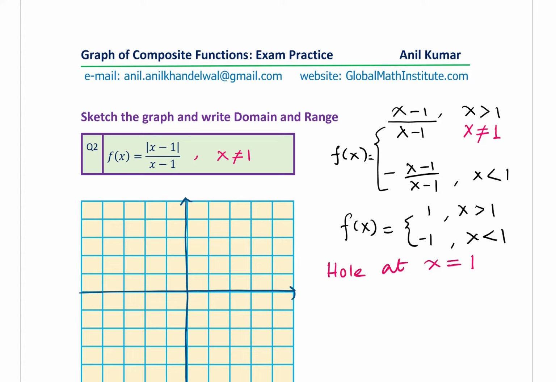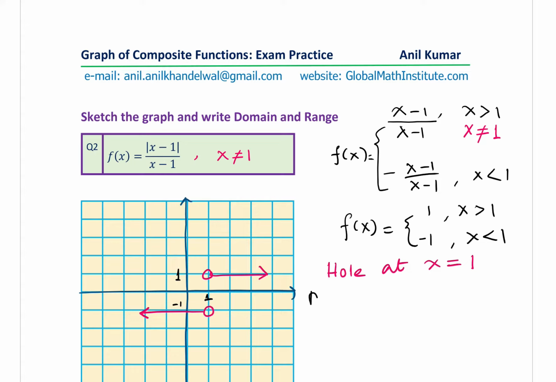So on the right side, it begins with the hole at x equals 1 and moves to the right. On the left side, it again begins with the hole at x equals 1 and goes towards the left side. The value is minus 1. So the graph will be like this. So this is at 1, this is minus 1, this is plus 1. So the graph of this particular function will be two horizontal straight lines, kind of a step function, not exactly, but still. So it is kind of a step function with a discontinuity at x equals 1.